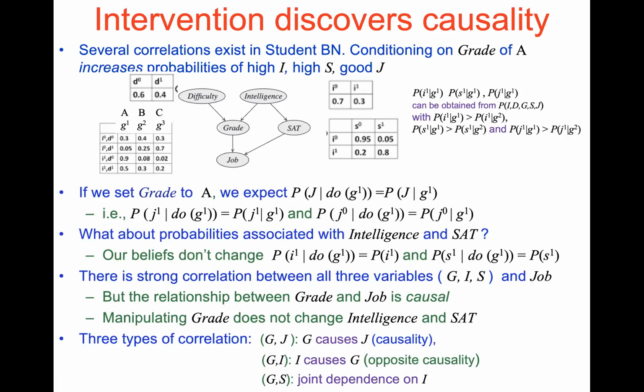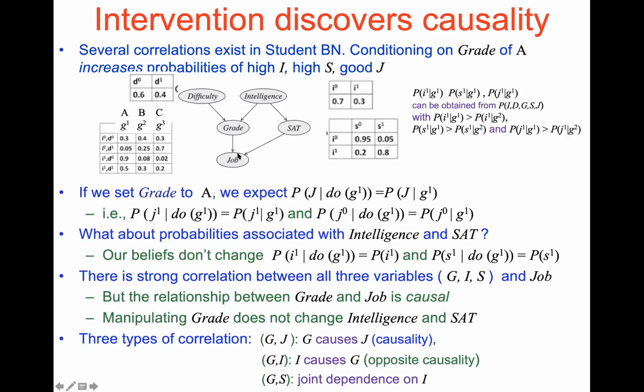And so we argue that while there are strong correlations between GIS and job, the relationship between grade and job is causal. And manipulating the grade does not change intelligence, does not change SAT. So we say this is an example that there are three types of correlation in this graph.